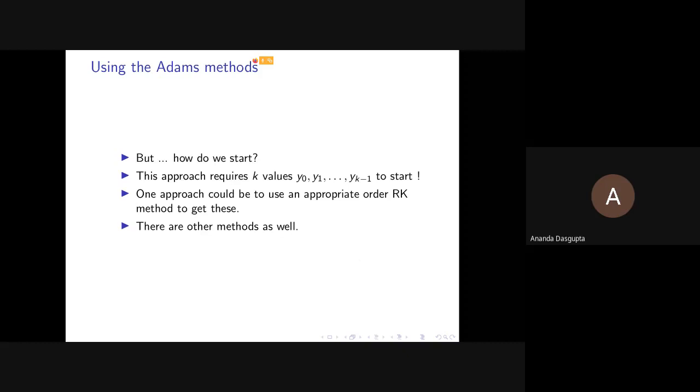Okay. So start the first 4 by using Runge-Kutta and then use Adams-Bashforth, preferably using the predictor-corrector method. Bashforth to predict, Moulton to correct. We are going to explain this in some detail with a code example in the next class. That should be easier to follow. Okay?